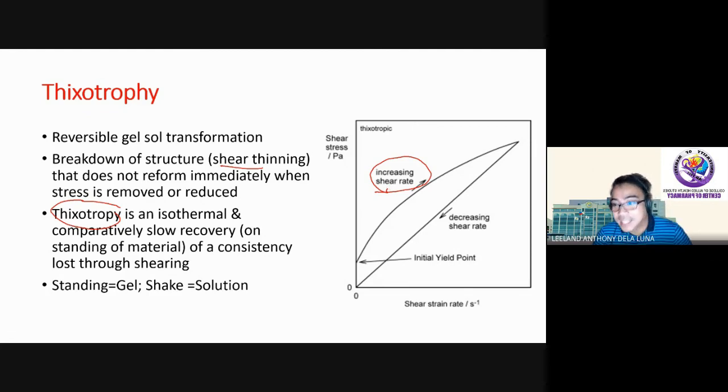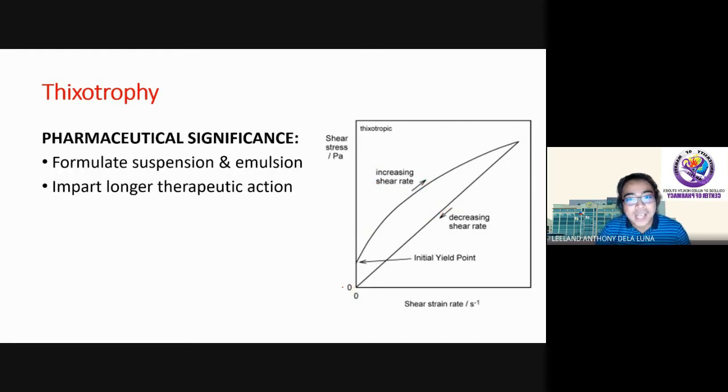Pero class, decrease the shearing stress or let it go back. Hayaan mo siya class mag-stand. Bumabalik class sa gel formation yung ating solution. Okay? So are we clear? Kaya ang tawag sa kanya class is a reversible gel-sol transformation. Gel na nagiging solution na pwedeng bumalik ulit sa pagiging gel if you remove the stress, the shearing stress. Make sense? All right. So class, why is it significant?